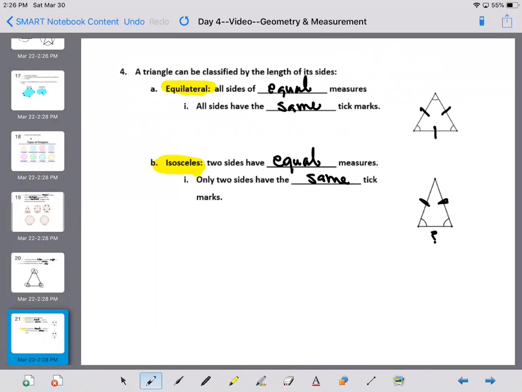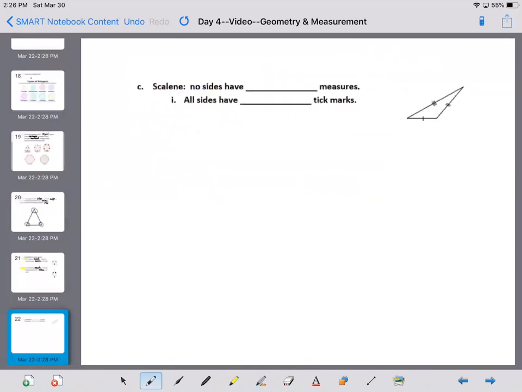And then you've got another vocabulary word called scalene, and a scalene just has no sides with equal measure. You would see that all sides have different tick marks. So this one has 1, 2, 3 different tick marks, meaning different measurements.